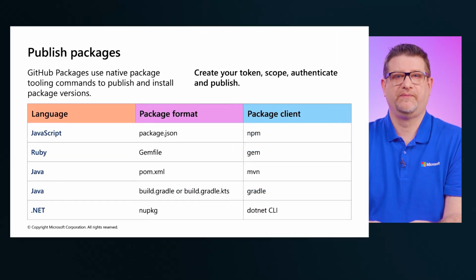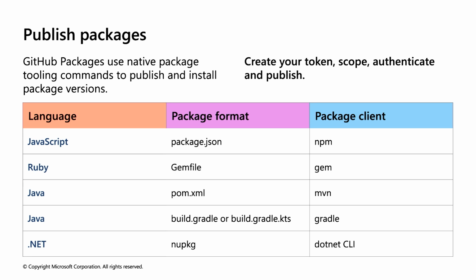Publishing packages to GitHub Packages is a streamlined process that leverages the native tooling developers already use for their programming languages. Whether you're working with JavaScript, which is NPM, or Ruby, which is RubyGems, Java, which is Maven or Gradle, or .NET, you simply use your package client's standard commands to publish new versions. The process starts by creating or using an existing access token with the right scope. This token acts as your secure key for authentication. Once authenticated, you publish the package using your client's instructions, making it available for others to install and use.